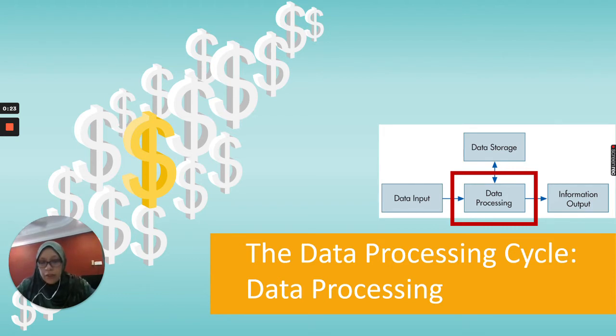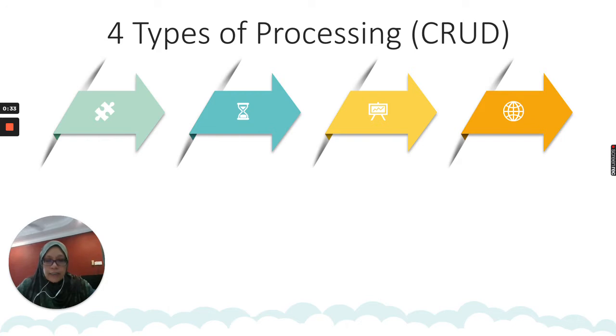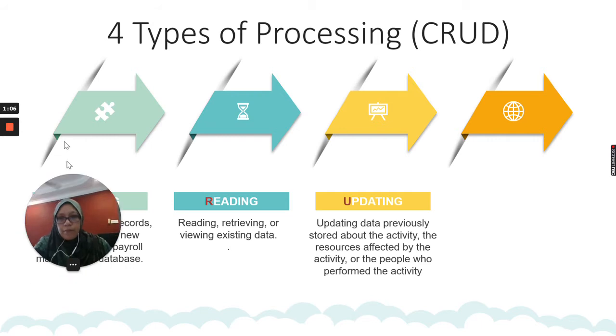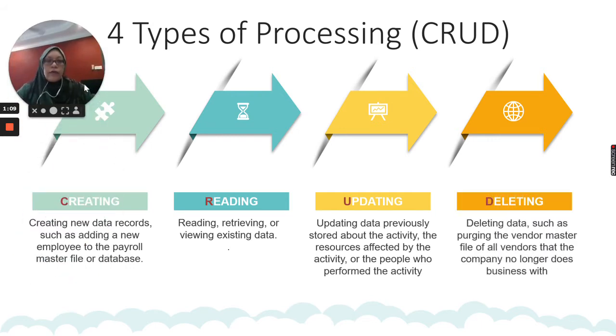Once data about the business activity has been collected and entered into the system, of course it must be processed. Data processing implies the execution of certain procedures, usually involving a series of tasks. We're going to discuss these 4 different types of file processing, which we refer to as CRUD. C stands for creating, R stands for reading, U stands for updating, and D stands for deleting.